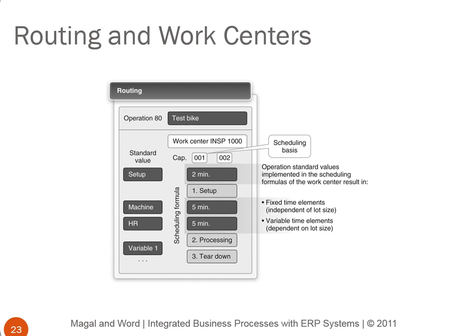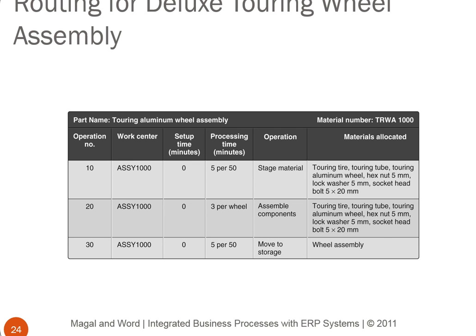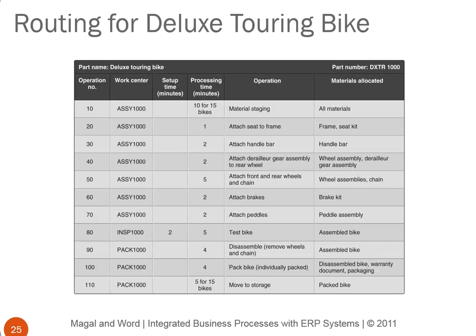So if you think about routing and work centers, this is a good slide to understand that this is the information related to both routing and the work center. So this is the work center INSP 1000. Routing details are given. All the information related to both routing and work centers is included. Specific example, routing for the touring wheel assembly. Routing for the Deluxe bike.